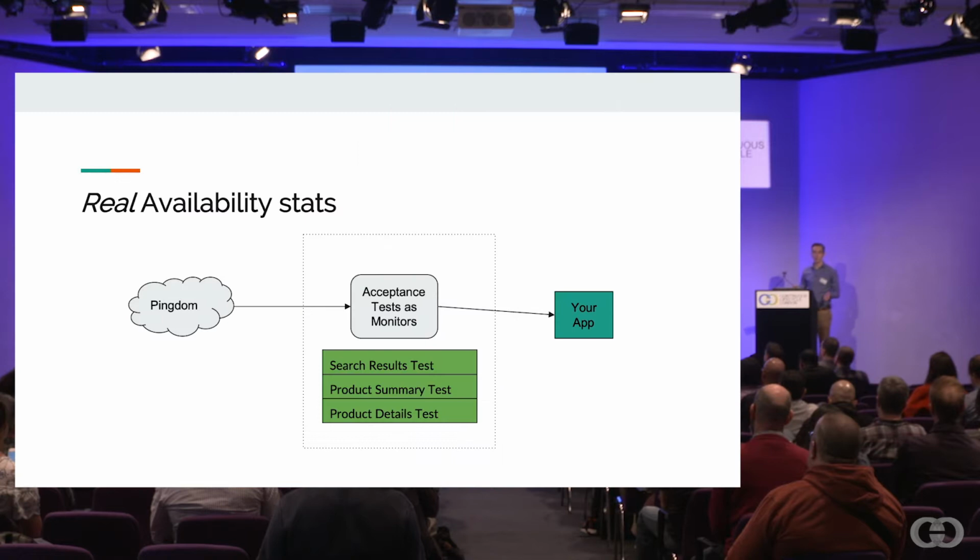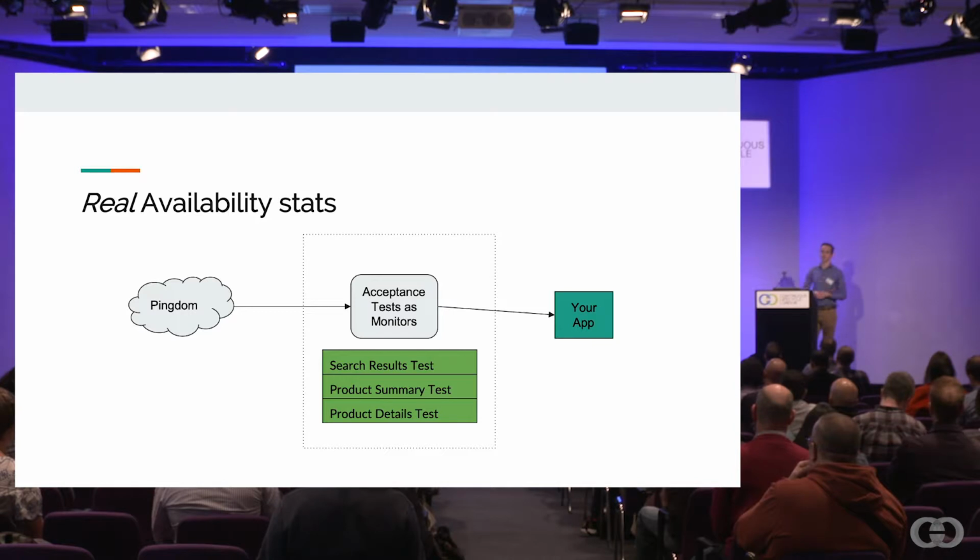So things like Pingdom, which I don't know if you're aware of, can ping your website and then give you the availability stats. Rather than them owning that question of what is available, what is good, you can own that question. Pingdom can then call you, run your acceptance tests, and then report that status back.